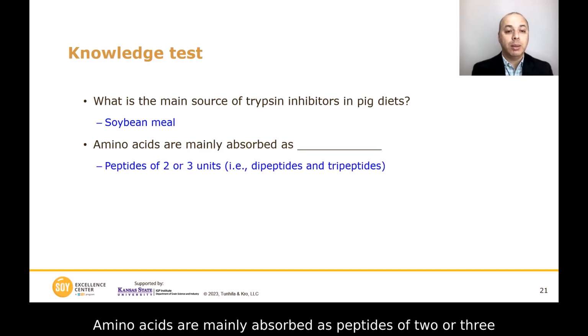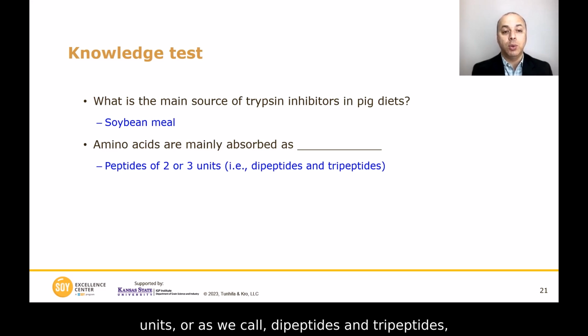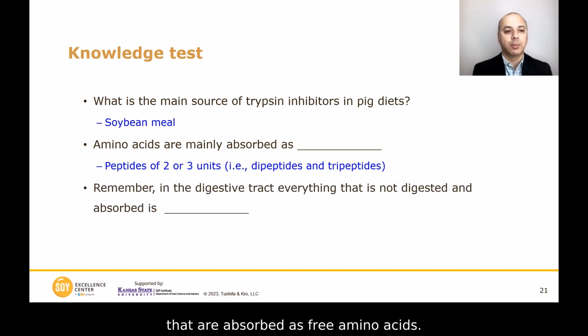Amino acids are mainly absorbed as peptides of 2 or 3 units, or as we call them, dipeptides and tripeptides, although there's also a variety and a good, important amount of amino acids that are absorbed as free amino acids. And then the last thing is to say, remember, in the digestive tract, everything that is not digested and is not absorbed is subject to fermentation.